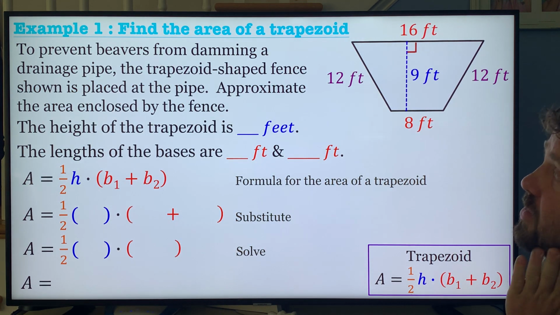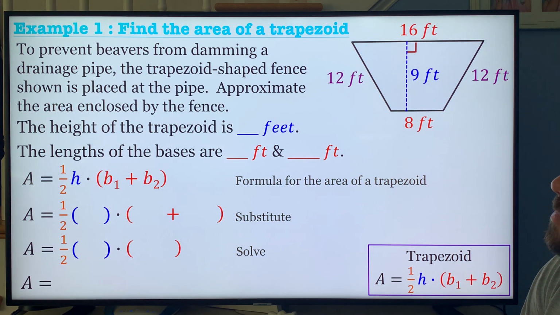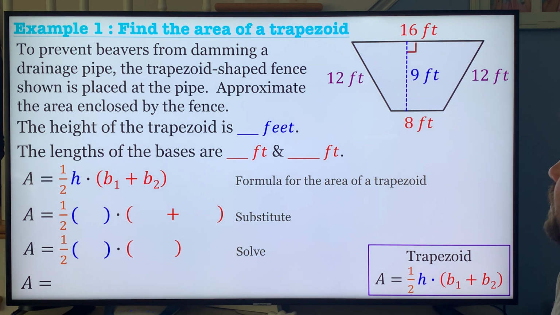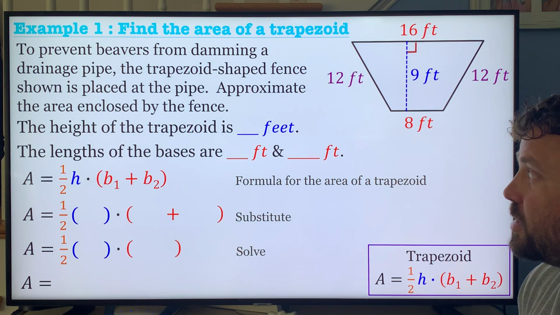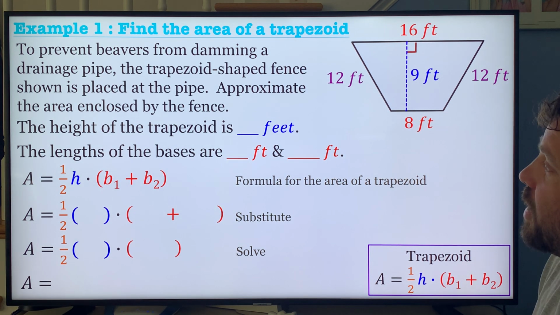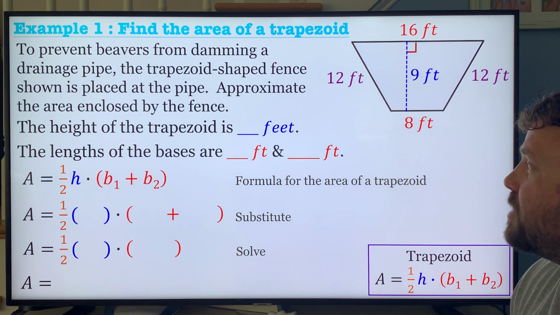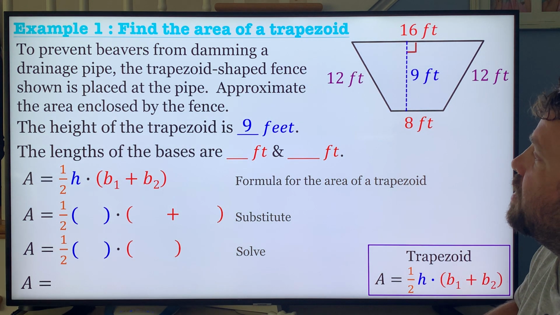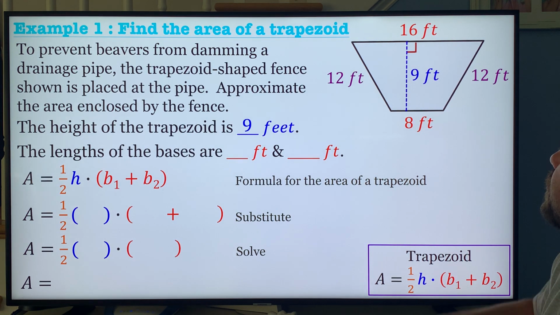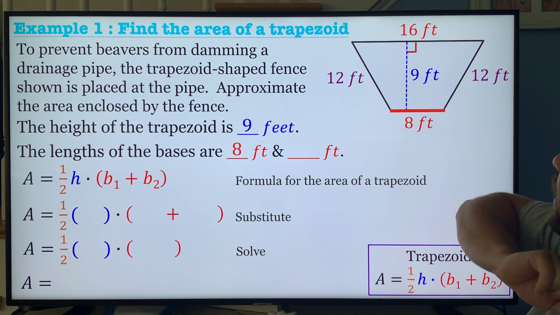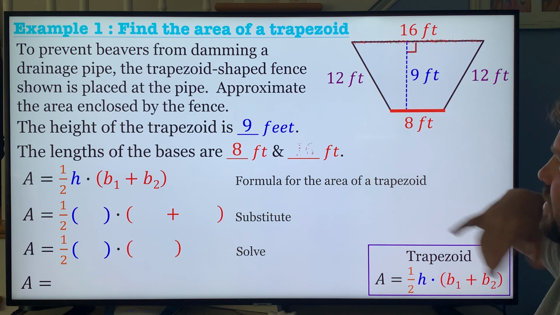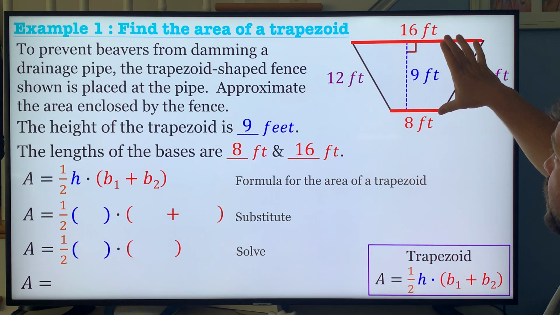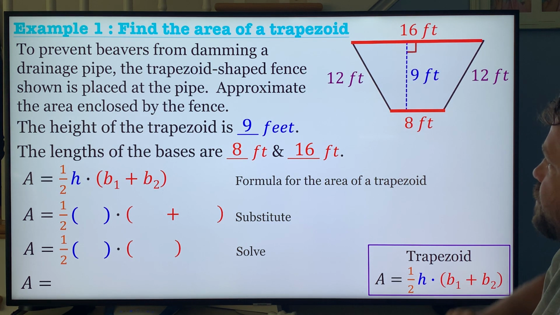Now let's look at the first example. To prevent beavers from damming a drainage pipe, a trapezoid-shaped fence is shown and placed in the pipe. Obviously, it has bars in it, so that the water can still get through. Approximate the area enclosed by the fence. First thing, what's the height of the trapezoid? 9, very good. The lengths of the bases are 8 and 16. 12 and 12 are your legs, okay? Remember, these are parallel, these are not parallel.